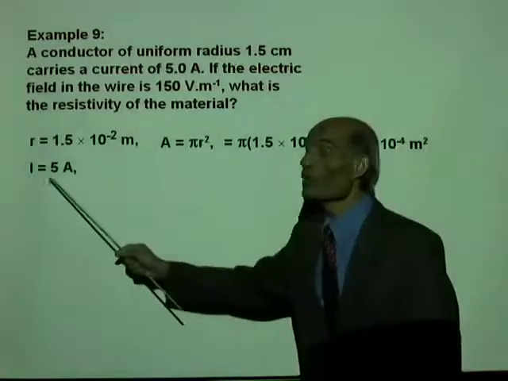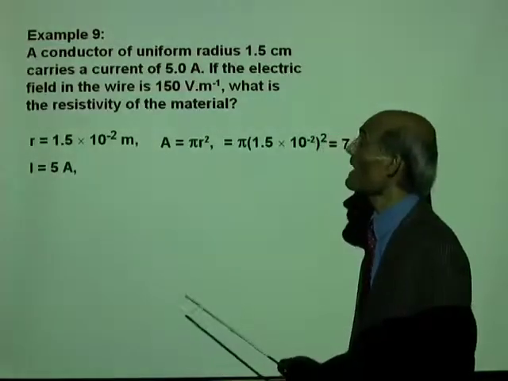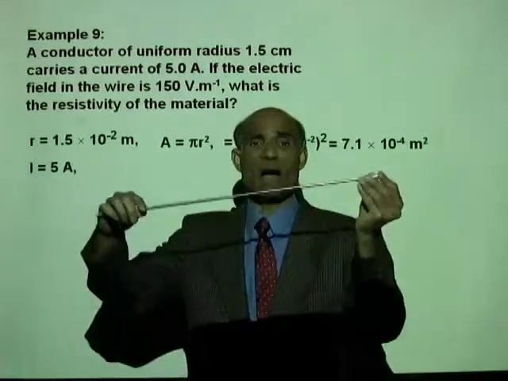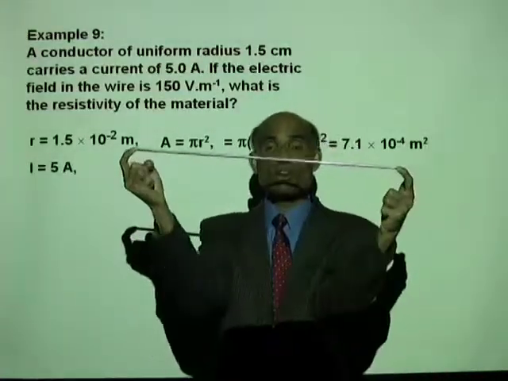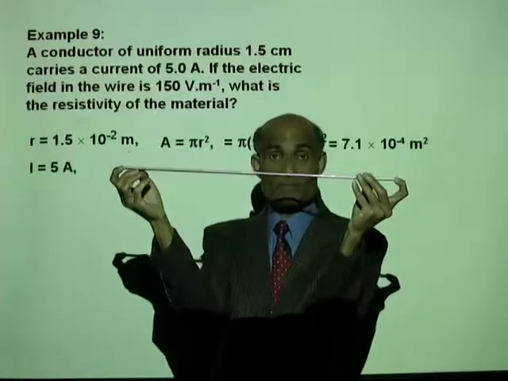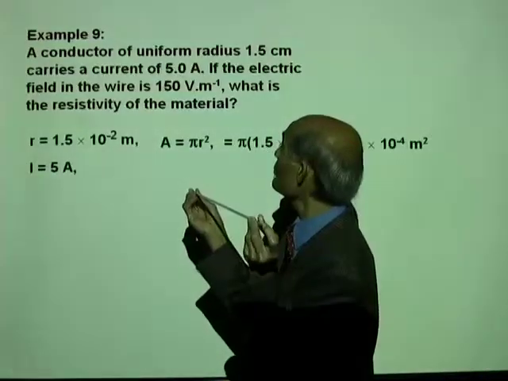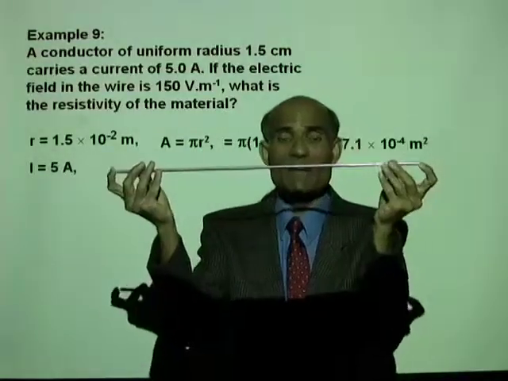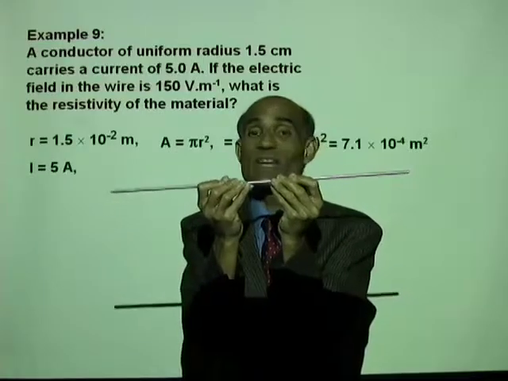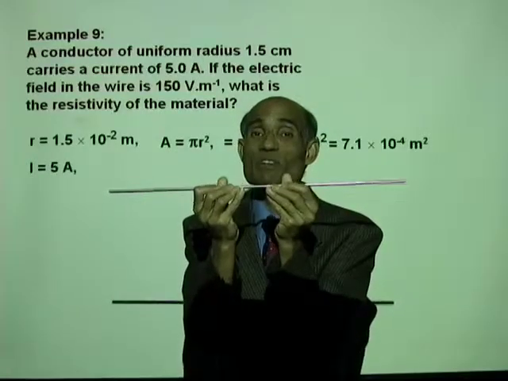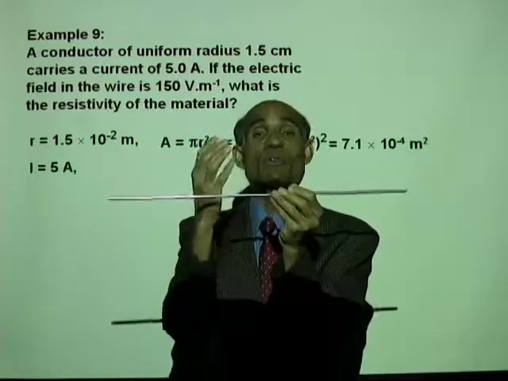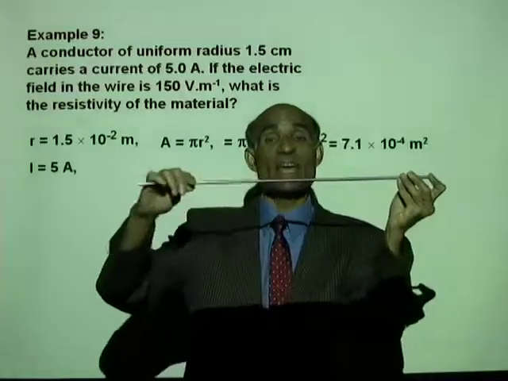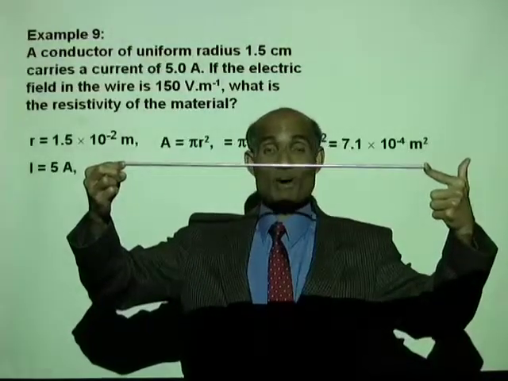So we know the area of cross section of the wire. We know the current in it, I equals 5 ampere, and we also know the electric field in the wire. Well, if you know the electric field in the wire, which is 150 volts per meter, what will that lead us to? Do you know the old equation we have, E equals dV over dx. That means dV, the potential difference, is electric field times the length of the wire.